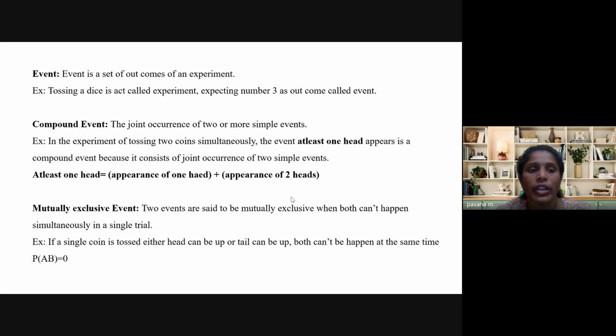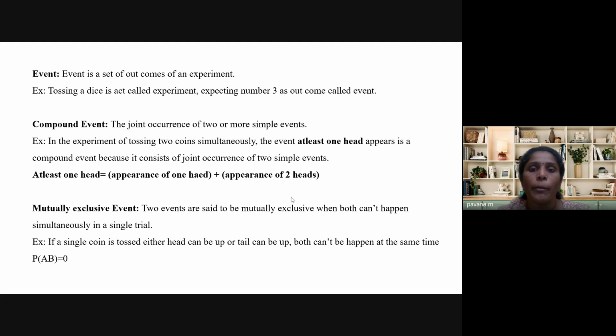And next one, event. What is event? Event is a set of outcomes of the experiment. That means we are doing the act, but when that particular act gives some output or outcome, that is called event. Okay, that means you are tossing a coin. When that particular result is a head, then the event is head. That means for this experiment, you are getting the event of head. So that is called event. That means the outcome of that particular experiment is called event.